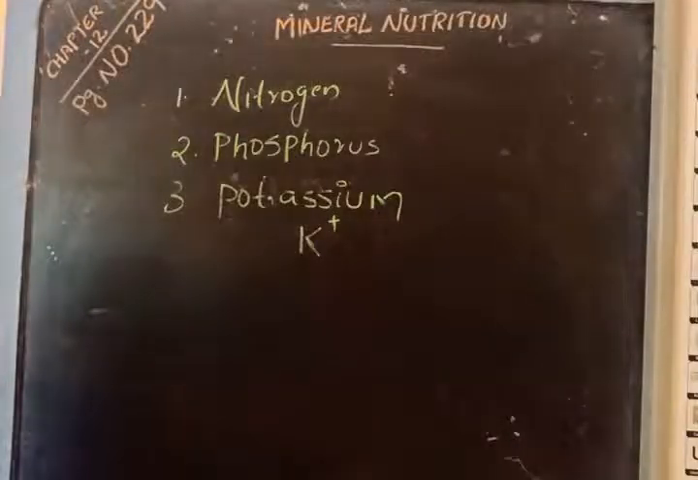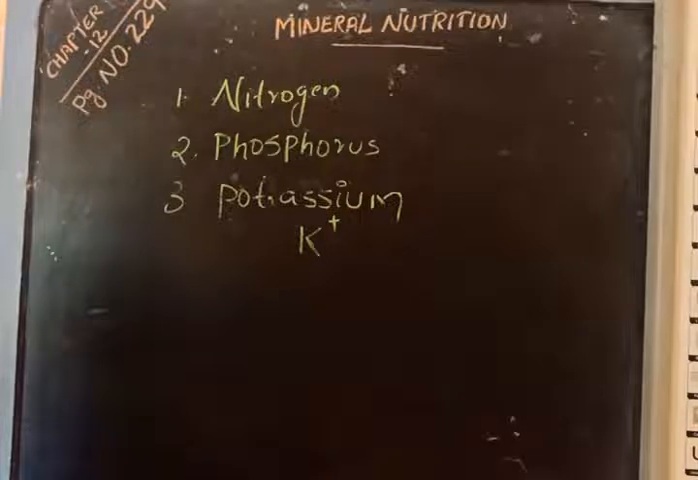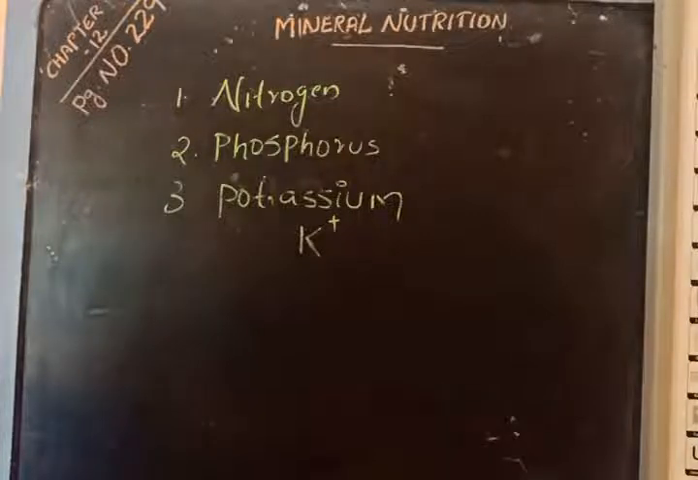The deficiency symptoms of potassium are marginal chlorosis, necrosis, low cambial activity, loss of apical dominance, lodging in cereals and curled leaf margin. So these are the deficiency symptoms of potassium.